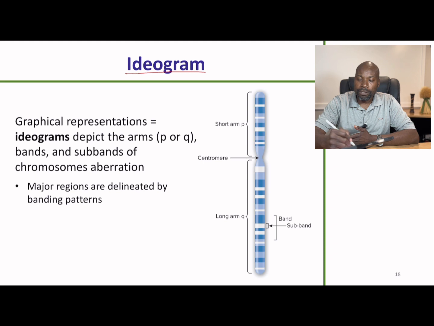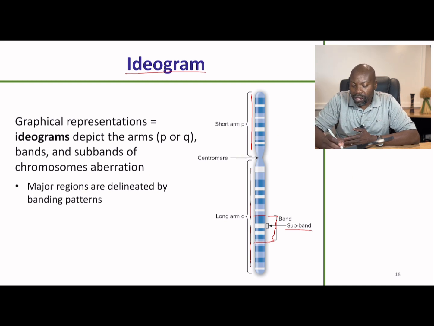And again, you have the short arm, the long arm, okay, short arm P, the long arm Q, right? You have a band, and within a band, you're going to have some sub-bands, right? So you have the band that goes from here till here, but that's not all. We want to know specifically where. So we have to address the sub-band, right?